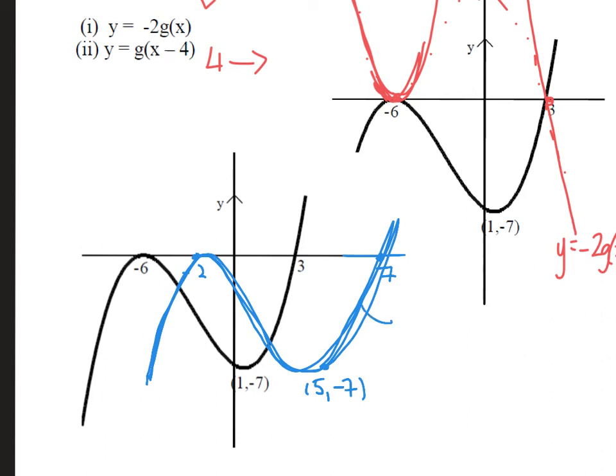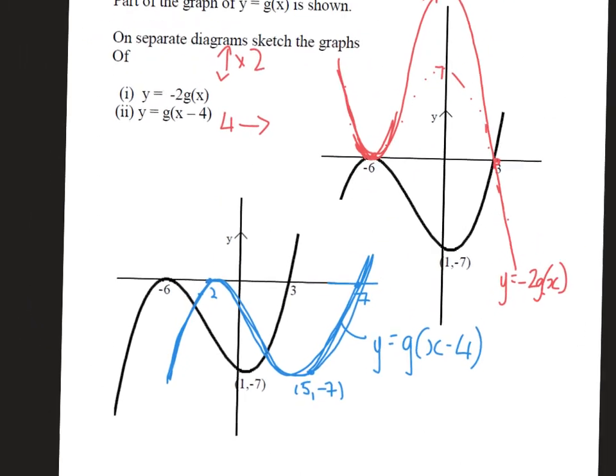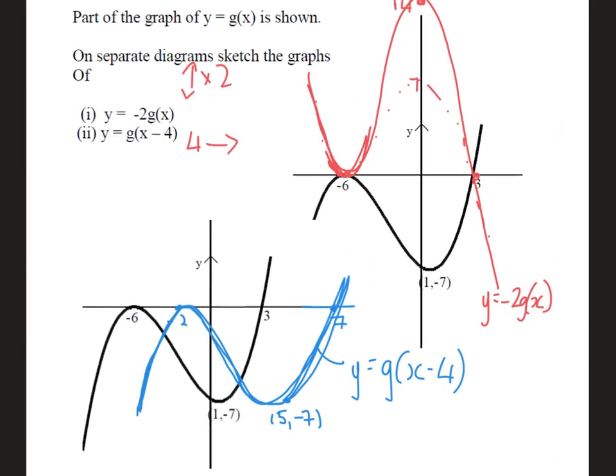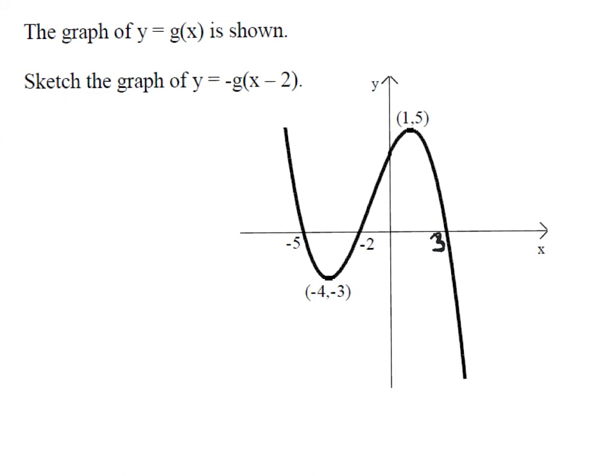Okay, so that is the graph of y equals g of x minus 4. And you can see why they wanted us to do that on separate diagrams. Okay, this one here wants us to sketch the graph of negative g of x minus 2. So we are flipping it up and down. So it's going to flip that way, and then we are moving it 2 in the positive direction, so we're going to move it 2 right.